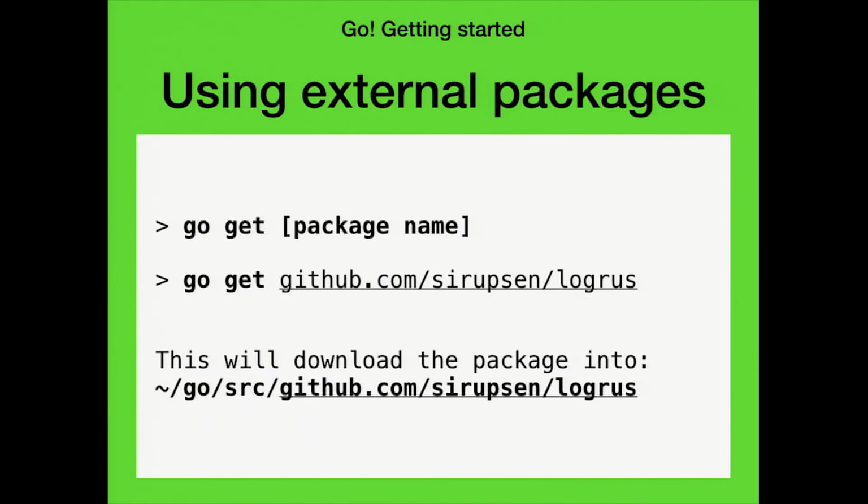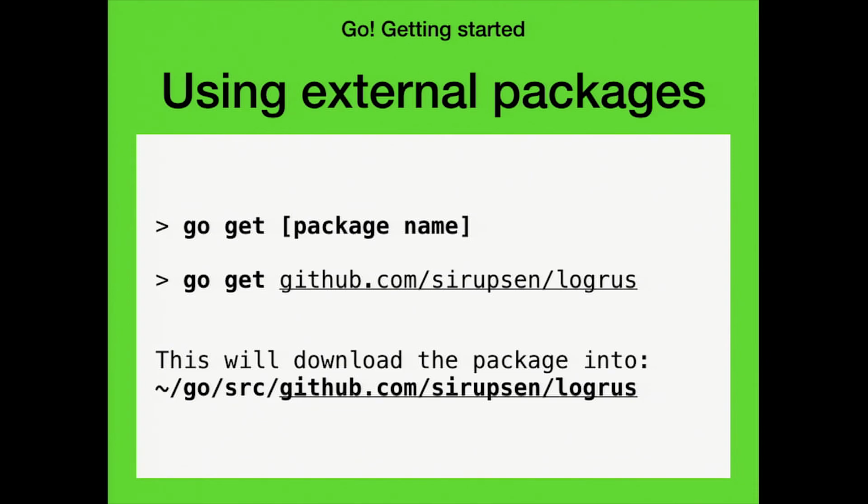Now, when you obviously don't want to program everything yourself, you can use community packages, and this is how you do that. Outside of the language, the import keyword, you have the go get command. So you have go get github.com/sirupsen/logrus, which is a popular logging library in Go, and that will download that source code to your workspace, where all your code lives by default.